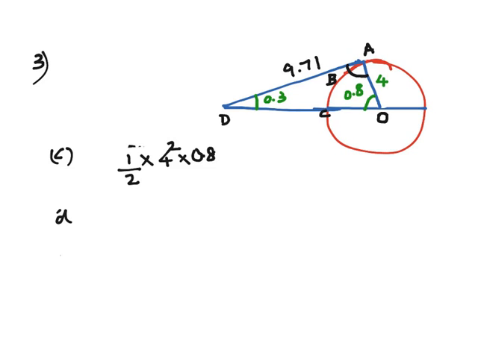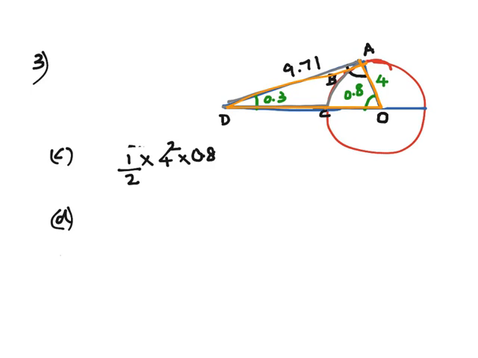Finally, we are supposed to find the area of the region ABCD. That means this part, the area of this region. So that is nothing but the area of the triangle OAD minus the area of the sector OABC, isn't it? So we're trying to find the area of this triangle.